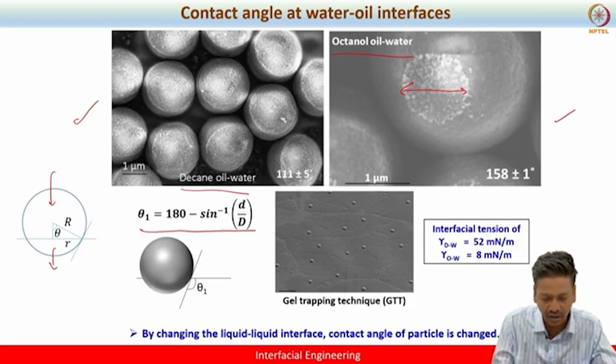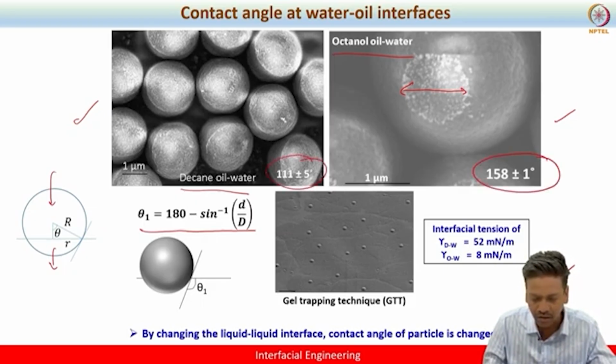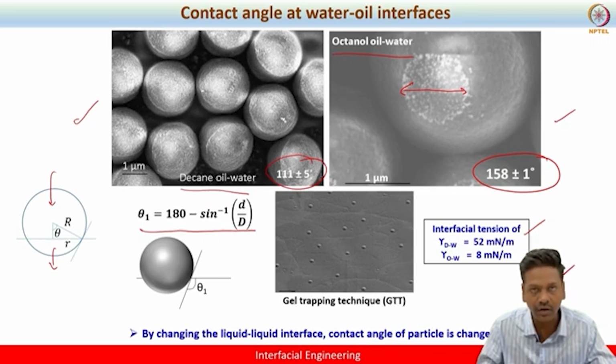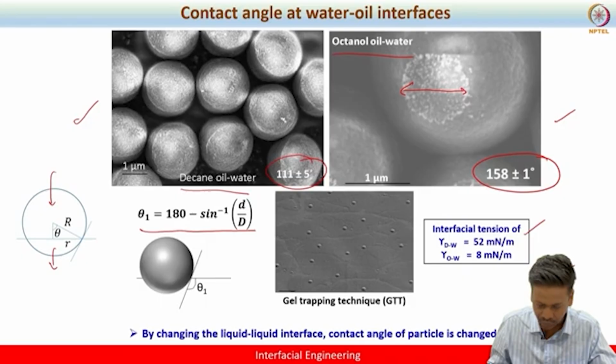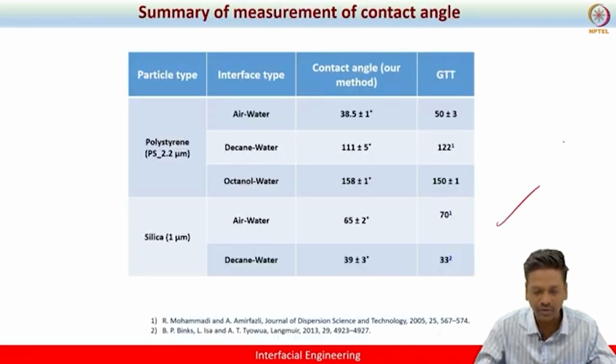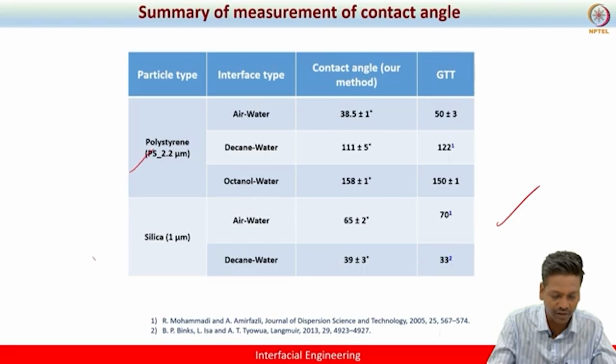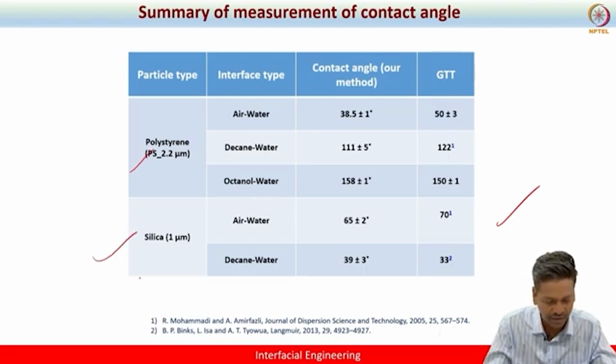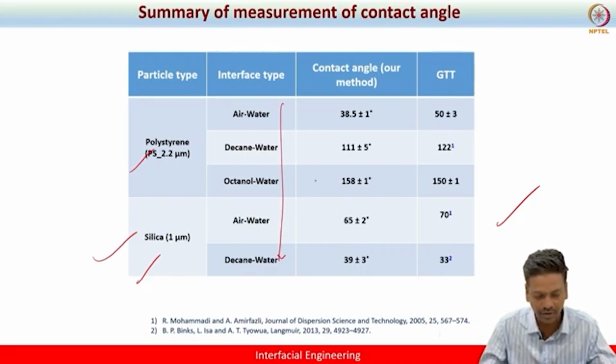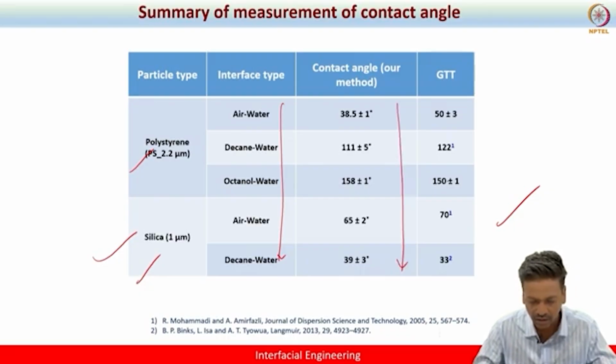You can see that the contact angles for these cases are significantly different because of the changes in the interfacial tension of decane-oil-water and octanol-oil-water, right? So this is the summary of the measurement of contact angle for different particle types. We have used polystyrene and silica, and for different interface types, air-water, decane-water, octanol-water, you can see how the contact angle varies for the different cases, right?